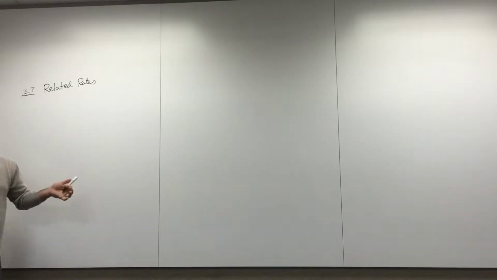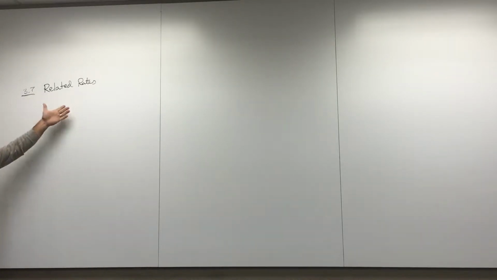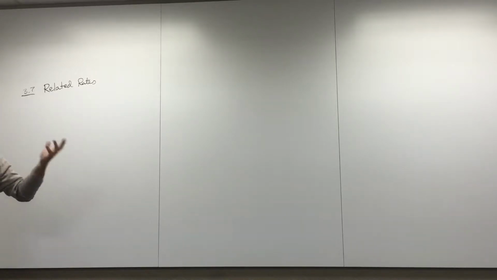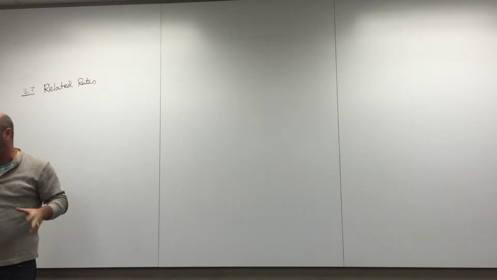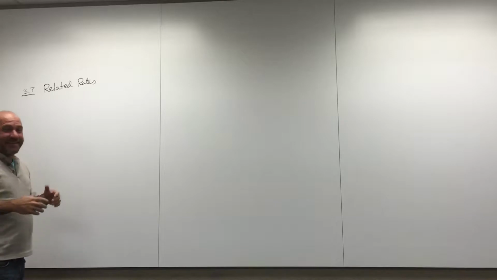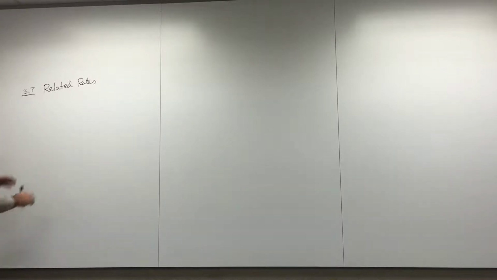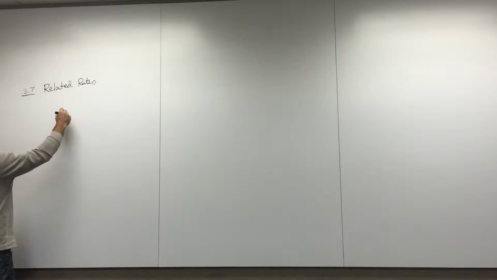So this last topic in chapter 3 then is related rates. These are kind of good word problems. Before I get to the word problems, let me show you what we've learned in the last couple days. We've learned about implicit differentiation. So I'm kind of building up to this topic when I ask you this.